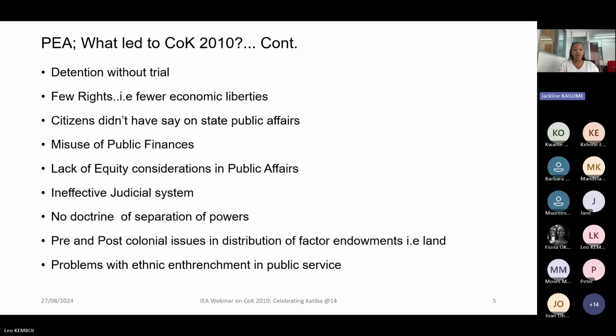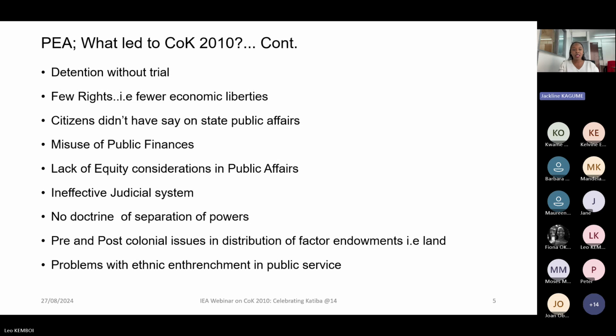Then lack of equity considerations in public affairs. So this one was a big one, obviously, because the very centralized government, that lack of devolution of power and services and resources, led to certain places and certain communities, certain categories of people feeling or actually being explicitly excluded from public affairs.